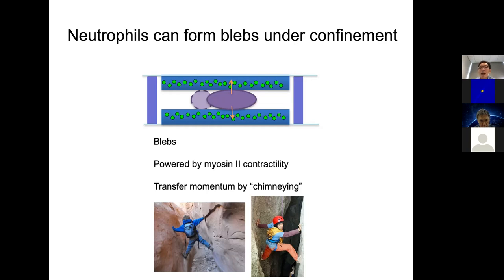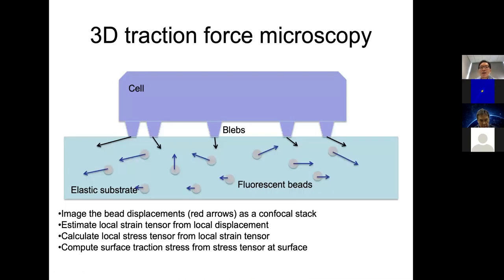This led us to think about how we can develop a system to measure the forces that the cells exert on the substrate. So we developed this system, which we call 3D traction force microscopy, that I'll try to explain briefly now. We have a cell, and the cell is forming these protrusions, or is trying to push onto the substrate. What we have is an elastic substrate, some polymer that is rather soft, that is deformable. And inside this polymer, we embed some fluorescent beads.